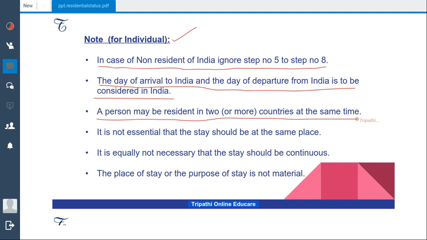So let me repeat this sentence. You can be a resident of 2 or more countries, but you cannot be a citizen of 2 different countries. Citizenship you will get only of one country.